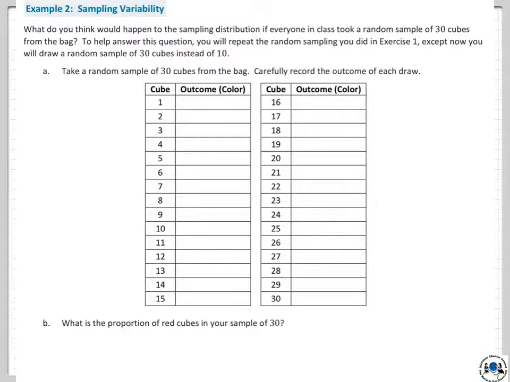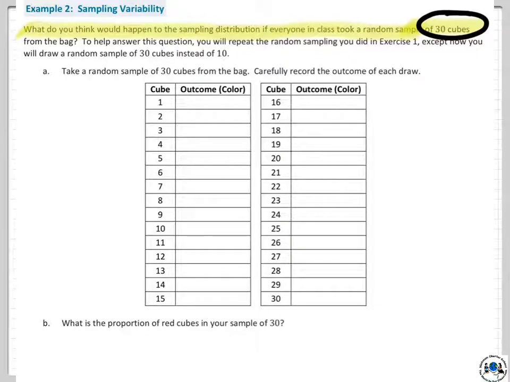And of course, you probably guessed it. We are going to increase our sample size. So what do you think would happen to the sampling distribution if everyone in the class took a random sample of 30 cubes? Okay, so now our sample size is increased threefold.